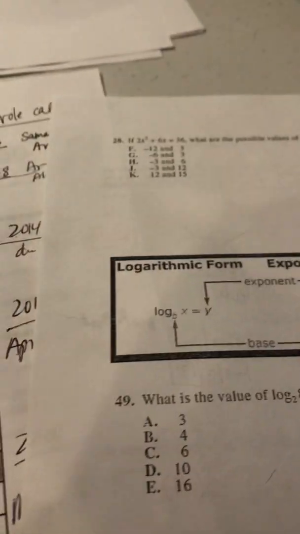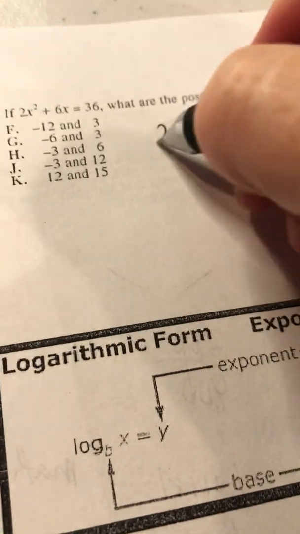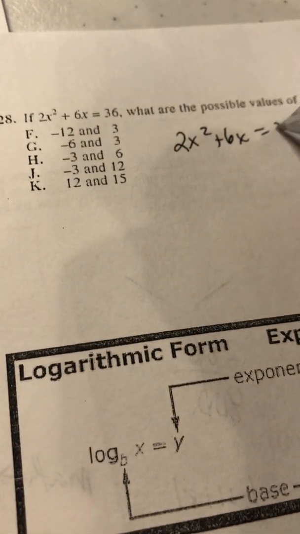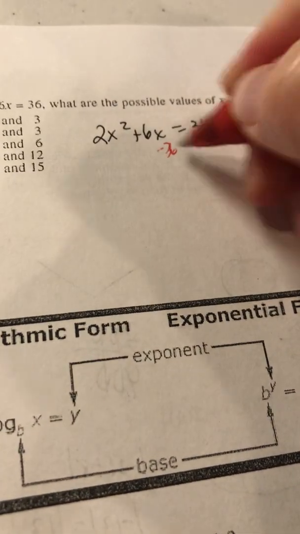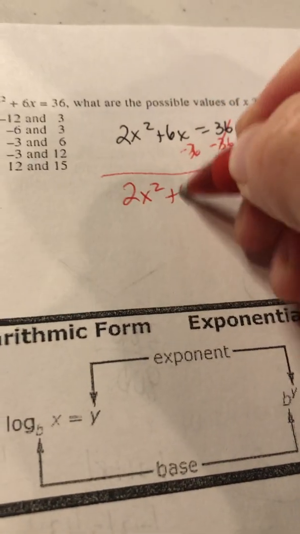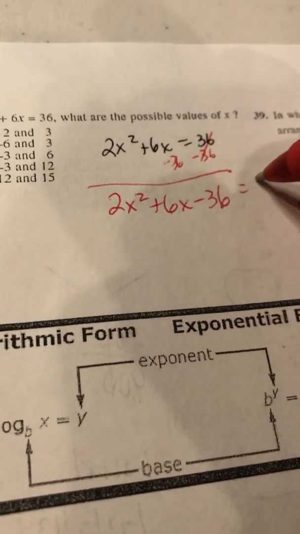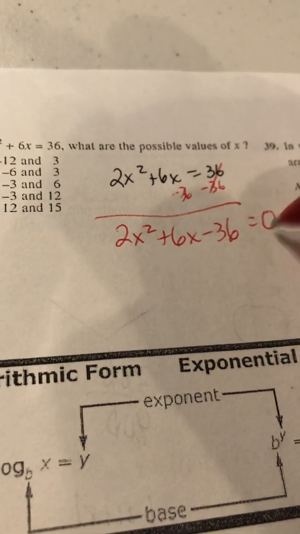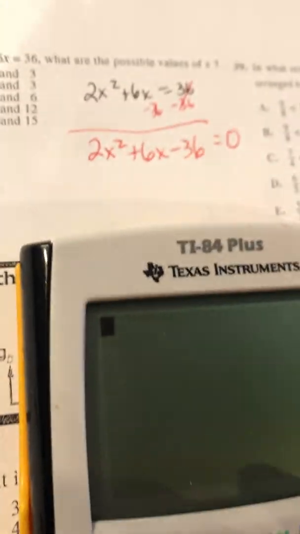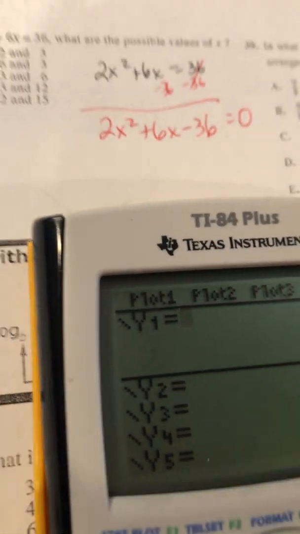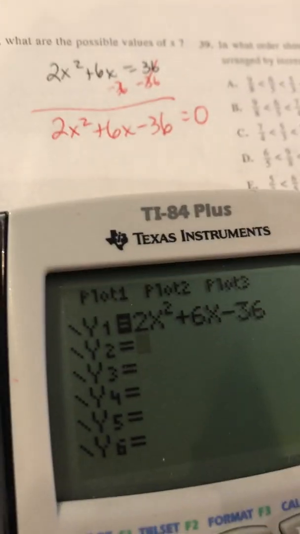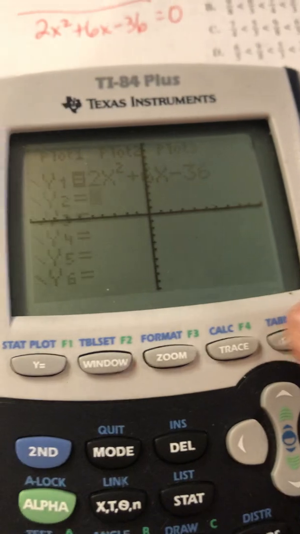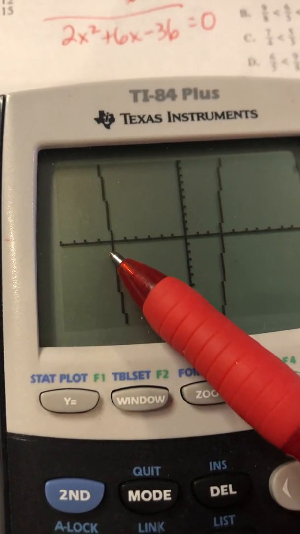Okay, so looking right here, I've got 2x squared plus 6x equals 36. I had suggested that you move that over. Remember how we talked about how you don't need to factor this. You just need to be able to put it into a calculator, which means I can put it equal to 0. And so I'm going to go to my y equals. I'm going to put in this equation, 2x squared plus 6x minus 36. And I'm going to hit graph right here, graph. And you can see it crosses at -6 and +3.